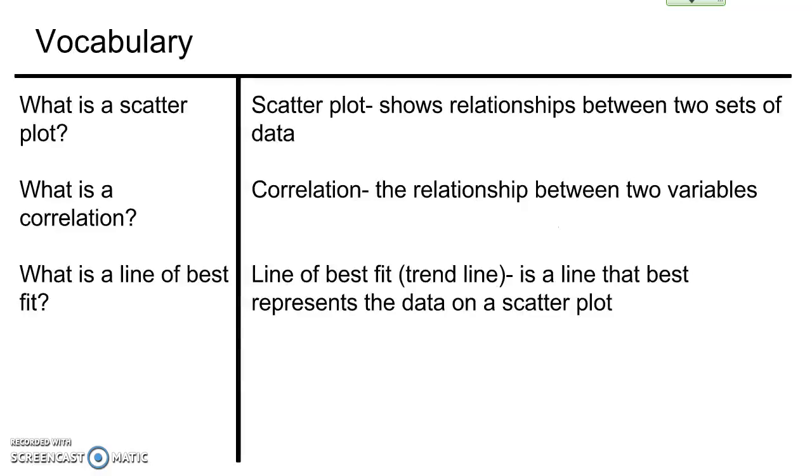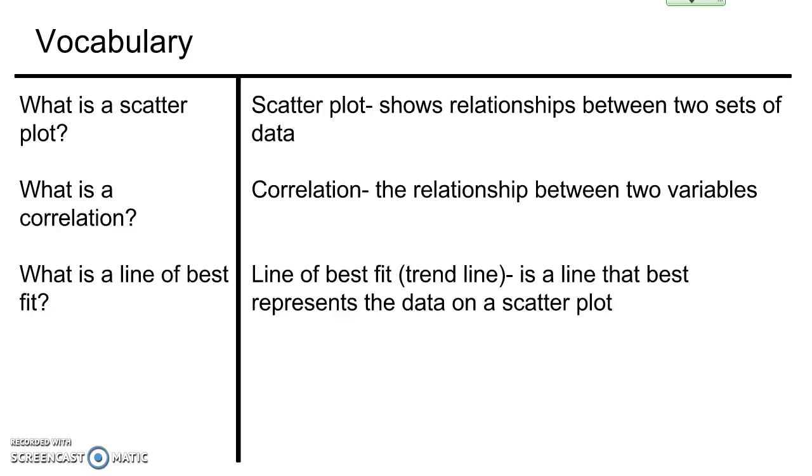All right, first, a few vocabulary terms, and we will have a vocabulary quiz for this unit, so you need to make sure you have these. First, what is a scatterplot? A scatterplot is a graph that shows relationships between two sets of data. What is a correlation? It's the relationship between the two variables. Okay. Correlation is the relationship between two variables.